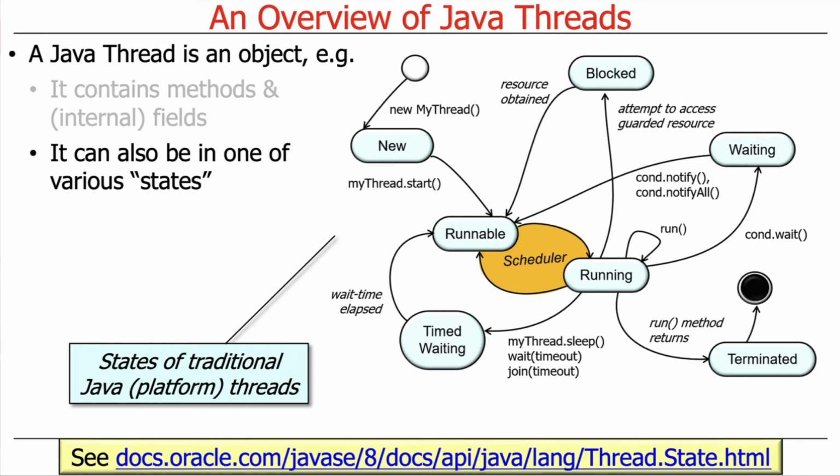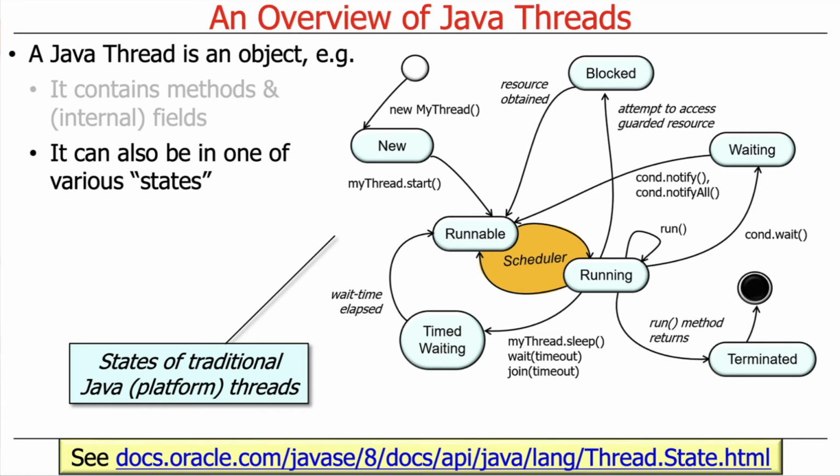When a thread is running, its run hook method is being called, and then it can go into different states. If you wait, you'll be in the waiting state. If you do something that attempts to access a guarded resource, like you go into a synchronized method or synchronized statement, then you'll be blocked. There are things called timed waits. The thread can sleep. It can join, so it'll be waiting in a timed wait state. And depending on what happens, once you're out of these different states, you go back to being runnable and then running.